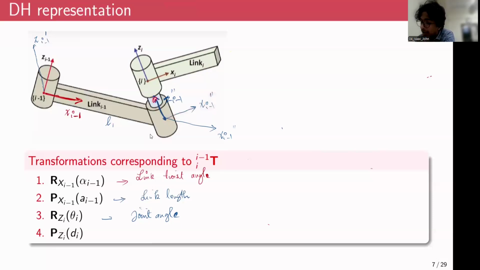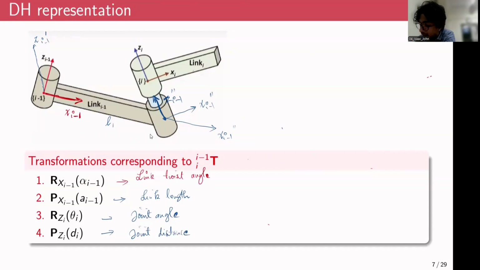And now the only transformation that is remaining is a pure translation about the zi minus 1 axis, so that the perpendicular distance between xi and xi minus 1 triple dash can be taken into account. So we call the final transformation the joint distance.